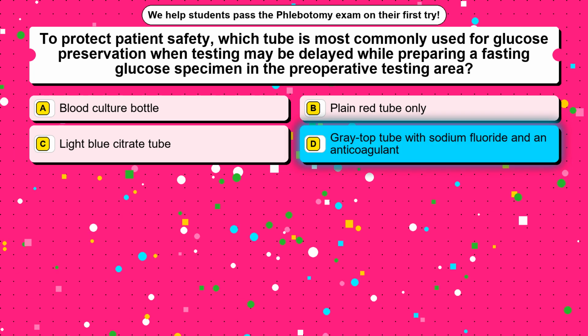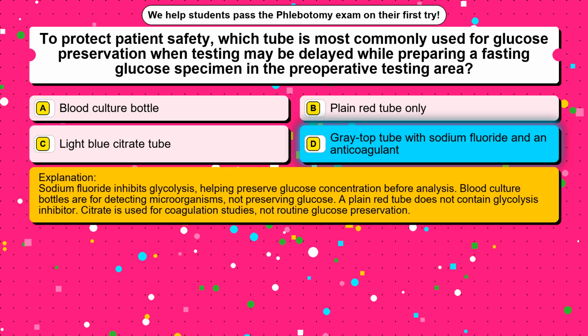The correct answer is option D, gray top tube with sodium fluoride and an anticoagulant. Sodium fluoride inhibits glycolysis, helping preserve glucose concentration before analysis. Blood culture bottles are for detecting microorganisms, not preserving glucose. A plain red tube does not contain glycolysis inhibitor. Citrate is used for coagulation studies, not routine glucose preservation.